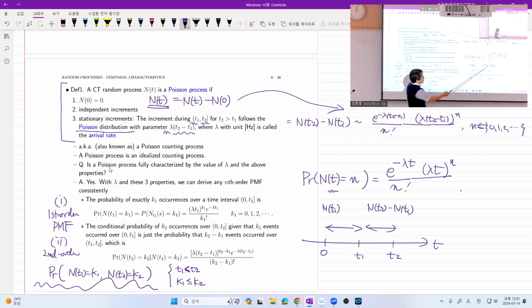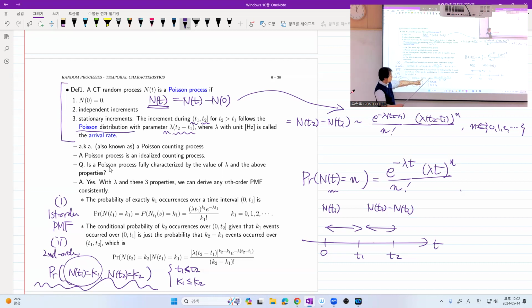And you can use this transformation, or you can just immediately use the conditional distribution, the chain rule. So let's put this part under our conditioning bar: N(T1) = K1, because we have already computed it in the first order PMF computation. As you see here, the next part is the conditional probability of N(T2) = K2, given N(T1) = K1.